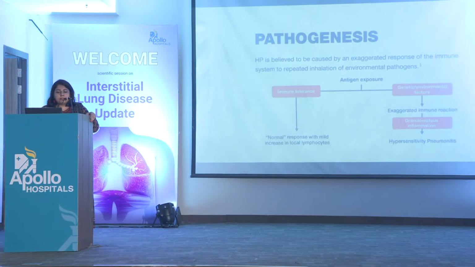So what is the pathogenesis? Hypersensitivity pneumonitis is believed to be caused by an exaggerated response of the immune system. Two people may be exposed to the antigen. If the patient has immune tolerance, then they may just get a mild increase in local lymphocytes. But if there is a genetic or an environmental predisposition, for example, if they are exposed at work, or at home, and this keeps on continuing and they don't do anything about it, then it can lead to an exaggerated immune reaction. It can cause granuloma formation, which can ultimately cause hypersensitivity pneumonitis.